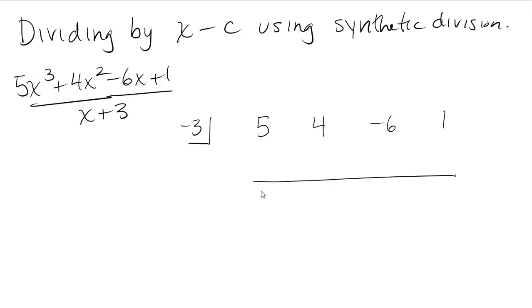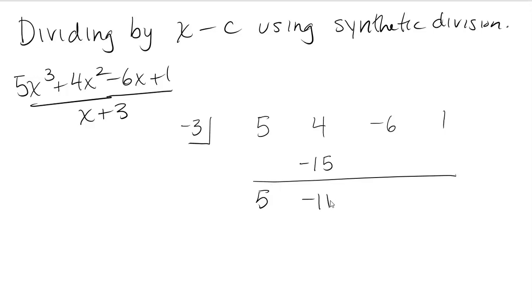I get to bring the 5 straight down. And again, a lot of people ask, why do you get to do that? Well, think about what the first step would be in long division. We would do 5x cubed divided by x, and that would be 5x squared. That first coefficient isn't going to change. Then you multiply, you take -3 times 5. That's like taking the 5 in the quotient times the 3 right here, and then switching the sign. So we get -15. Then we add, we don't subtract because we've already switched the sign.